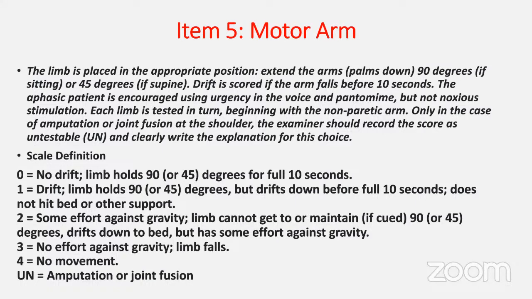Okay, we give 2 points if the limb cannot get to or maintain 90 or 45 degrees, and drifts down to the bed, but has some effort against gravity. Score 3 if there is no effort against gravity. Score 4 if no movement. We will write untestable in case of amputation or joint fusion at the shoulder.